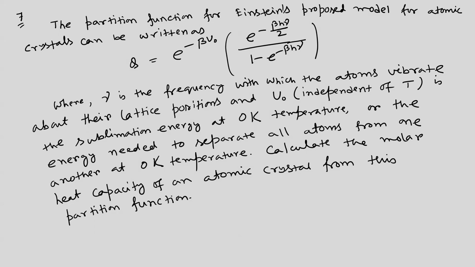It says the partition function for Einstein's proposed model for atomic crystals can be written as Q is e to the minus beta U naught, e to the minus beta h nu by 1 minus e to the minus beta h nu, where nu is the frequency with which the atoms vibrate about their lattice positions, and U naught, which is independent of temperature, is the sublimation energy at 0 Kelvin temperature, or the energy needed to separate all atoms from one another at 0 Kelvin temperature. Calculate the molar heat capacity of an atomic crystal from this partition function.